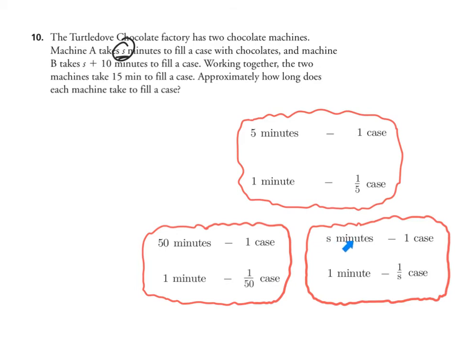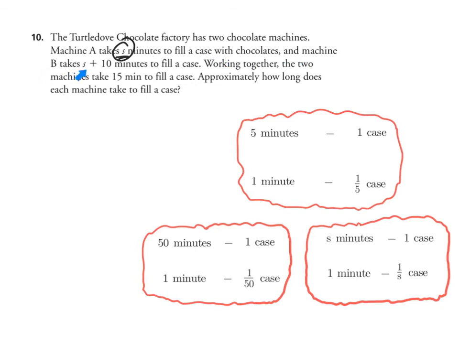So if it takes me like 4 minutes to do one case, then in 1 minute, which is a quarter of the time, I'm only going to do a quarter of those cases. If it takes me 100 minutes for one case, that means each minute I only did 1/100th of the case. So for any number S minutes to do one case, in 1 minute I only do 1 over S cases. That's the general term, and that's the exact situation with machine A. It takes S minutes to fill a case, and so in 1 minute, it'll fill 1 over S cases.